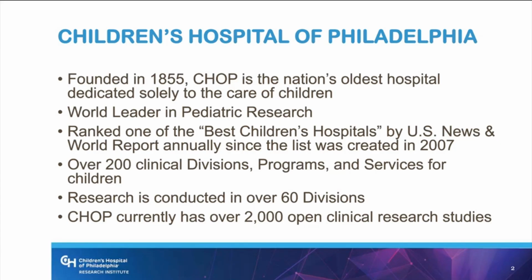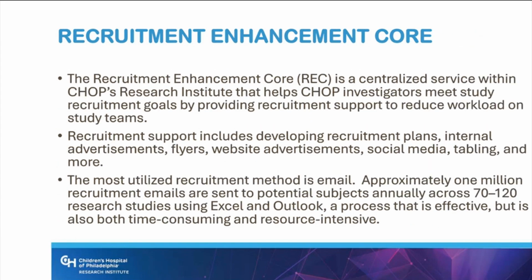At CHOP, research is really important to us. It helps us to advance medical and science for the community. We have over 200 clinical divisions, programs, and services for children, and research is conducted in over 60 divisions. We currently have over 2,000 open clinical research studies.